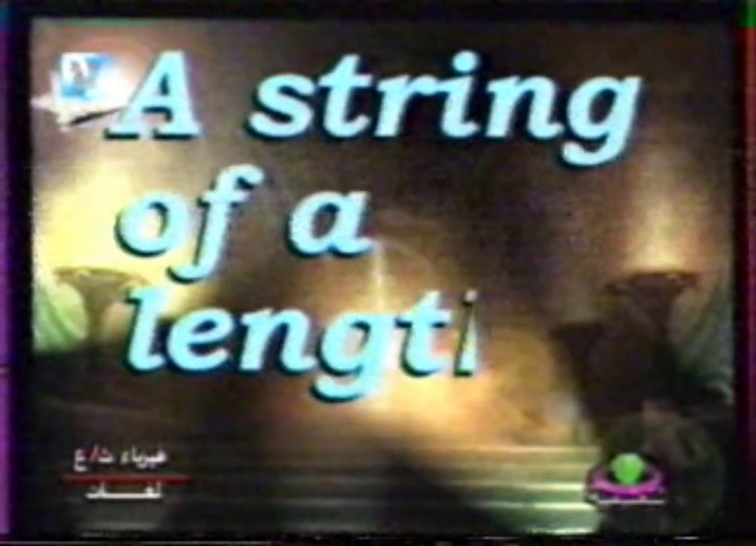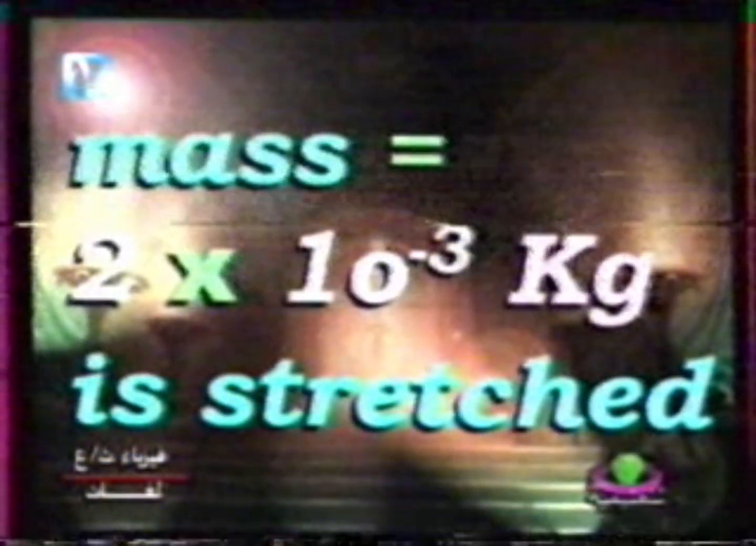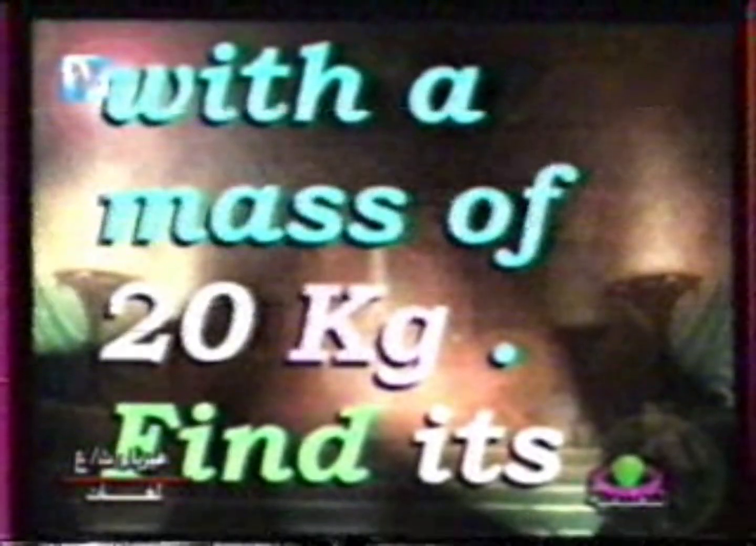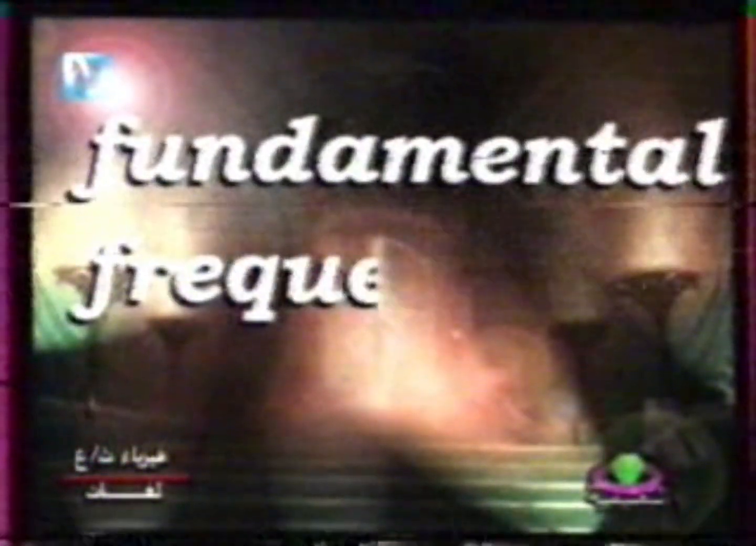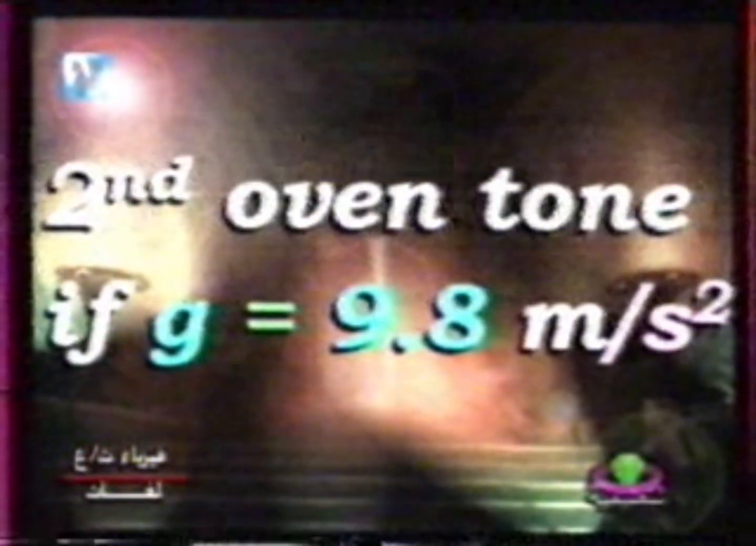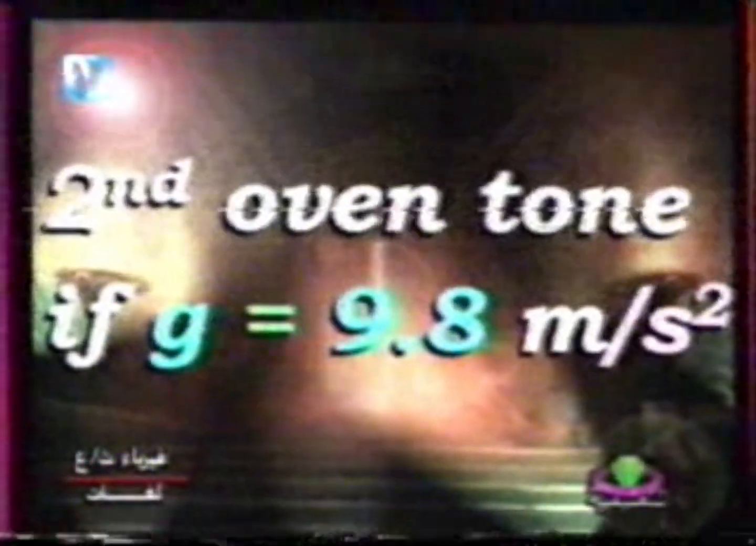Another one. A string of a length 2 meters. It has a mass equal to 2 times 10 to the power negative 3 kilogram. Is stretched with a mass of 20 kilogram. Find its fundamental frequency and the second overtone. If the acceleration g, free fall acceleration, equals 9.8 meters per second squared. The solution.